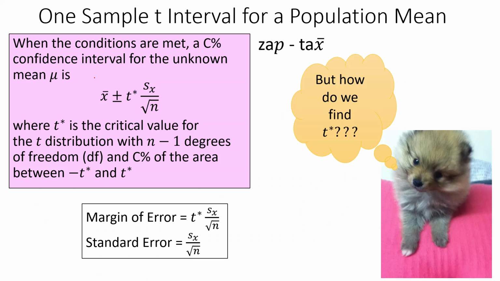So this is how our confidence intervals work when we don't have the population standard deviation, but when we have the sample standard deviation, which we can always find.